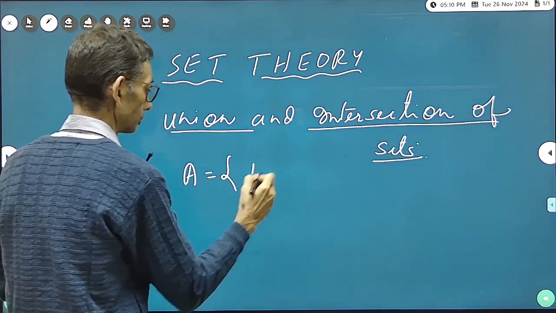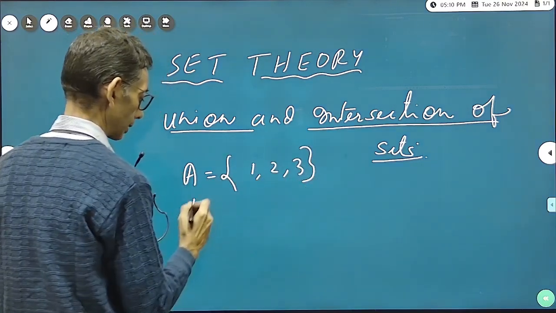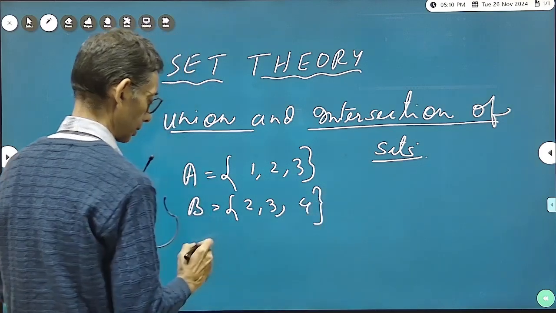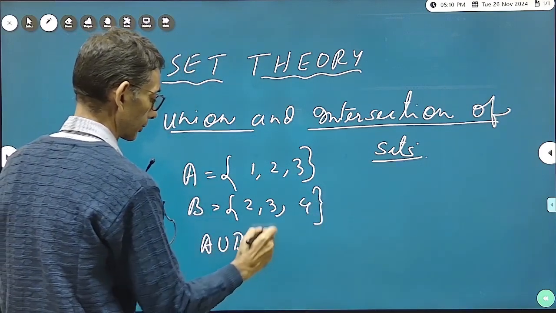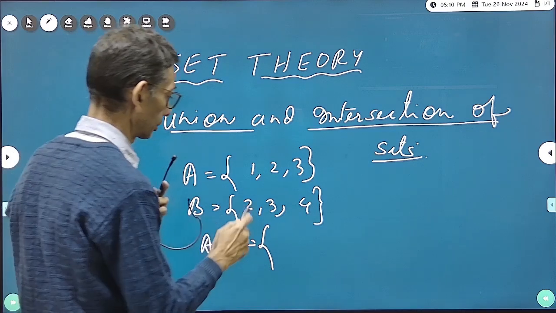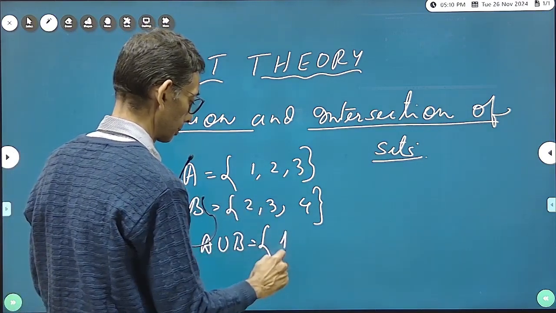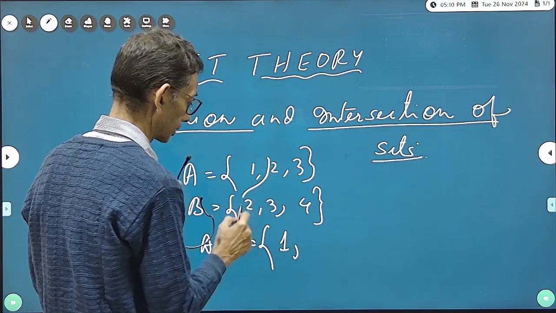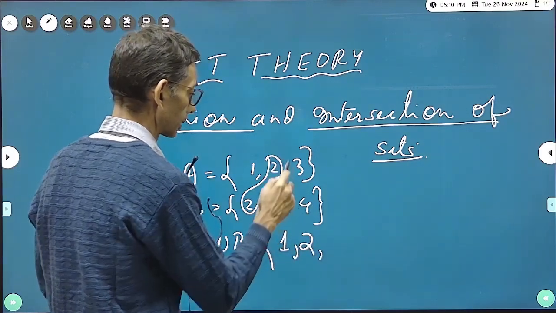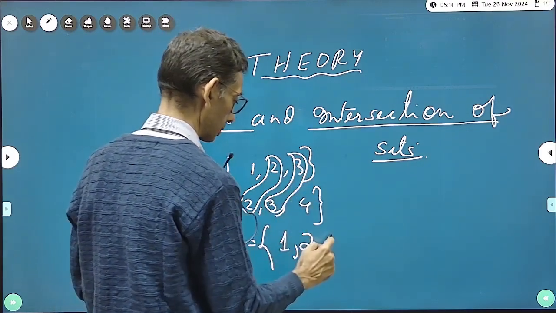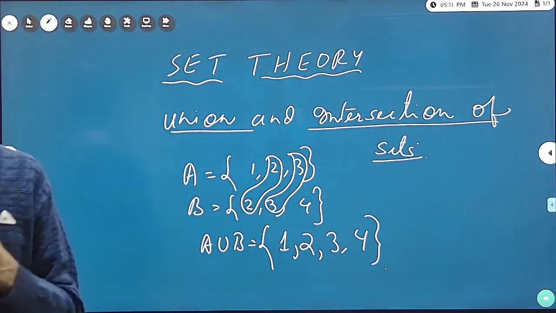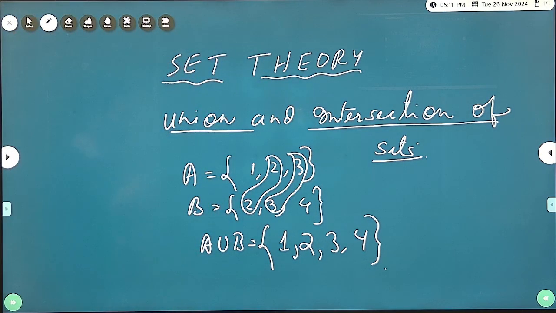Say a set consisting of 1, 2, 3 and another set consisting of 2, 3, 4. Then A union B always will give us common and uncommon, all elements. If an element is uncommon, it will come. But if it is common, then only one number. 2 is common, so 2 will come once. 3 is also common, so 3 will come once. Then 4 is uncommon, so 4 will also come. So common and uncommon, both elements will come, right?